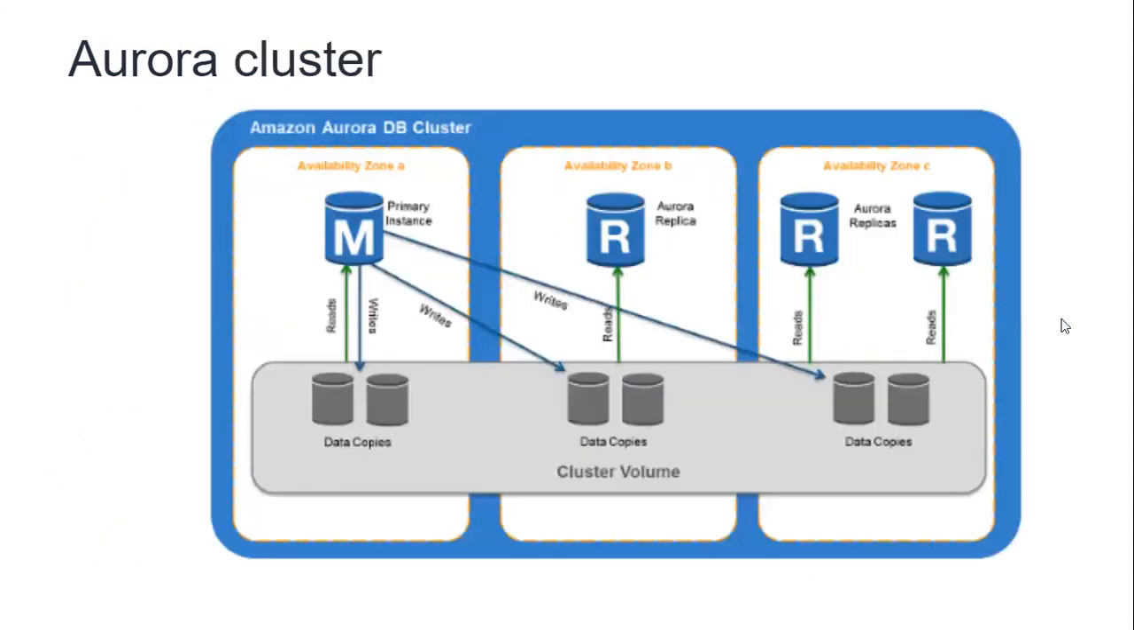So this is how your Aurora cluster would look. You realize that the volume is spread across all the availability zones. You have copies in all the availability zones, and your replicas would read a copy of the volume from their availability zone. When you write, it would also go and write to the copies in the other availability zones. So that's how your Aurora cluster would look.